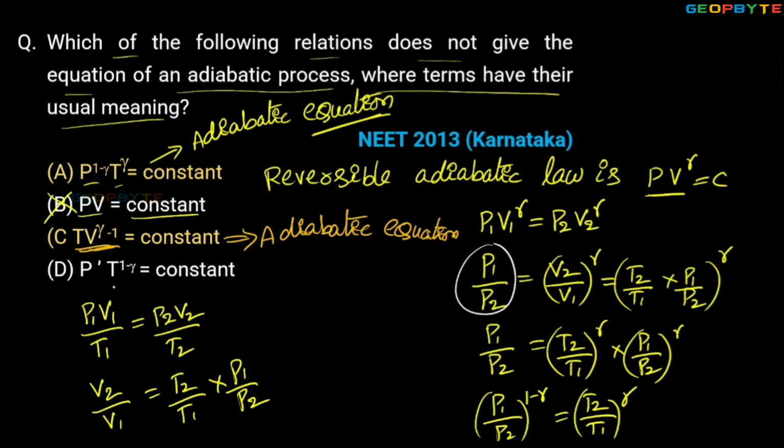Look at option D. It is P, T power 1 minus gamma. No, already you got the relation between pressure and temperature: P power 1 minus gamma, T power gamma equal to constant. So it is also not an adiabatic expression. So option B and option D are not adiabatic expressions or adiabatic equations. Understood? I hope all of you clearly understood. Then let us take another important problem.